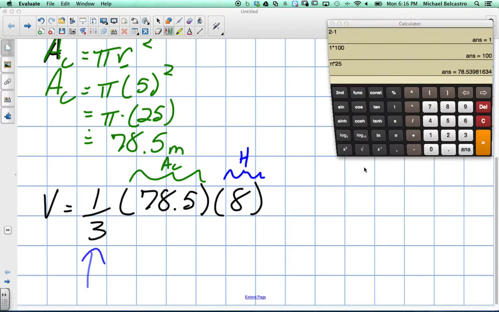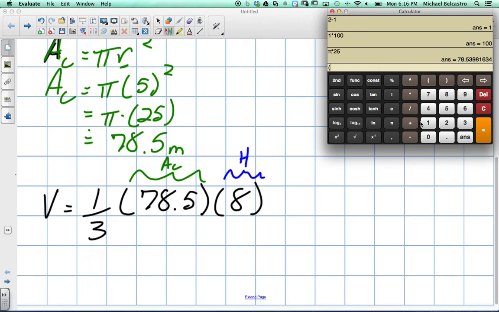Where's my calculator? Oh, here we go. So I'm going to put bracket 1 divided by 3. And you can do this in your calculator. Your calculator will actually divide that value, so you can let it do that work for you, because otherwise you're going to have a very long decimal to write. Times 78.5 times 8 equals 209.3, let's say.